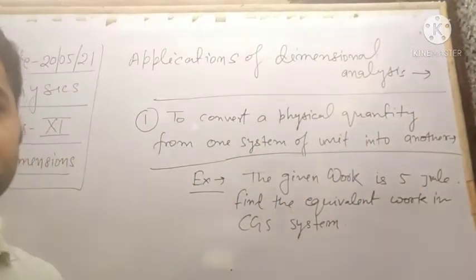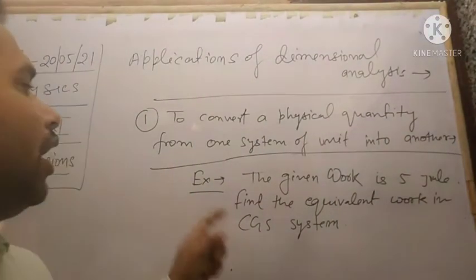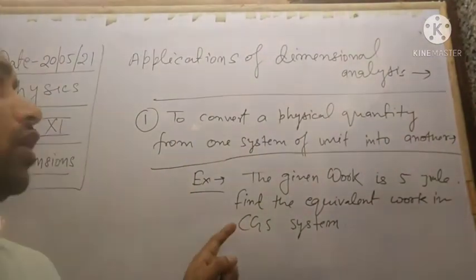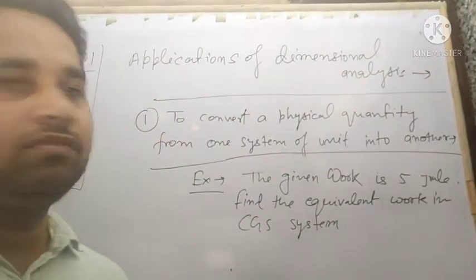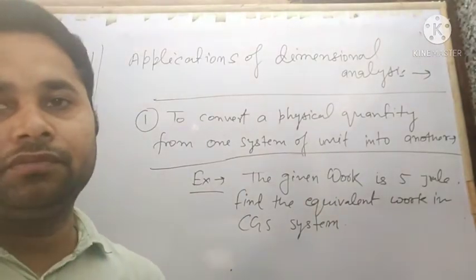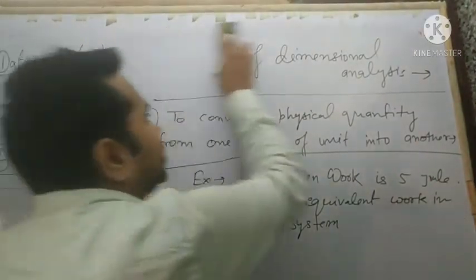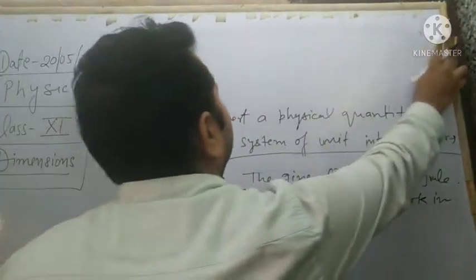This is the question. The given work is 5 joule and you have to convert this work into CGS system. बोला है, find the equivalent work in CGS system. So this is the question based on this application.